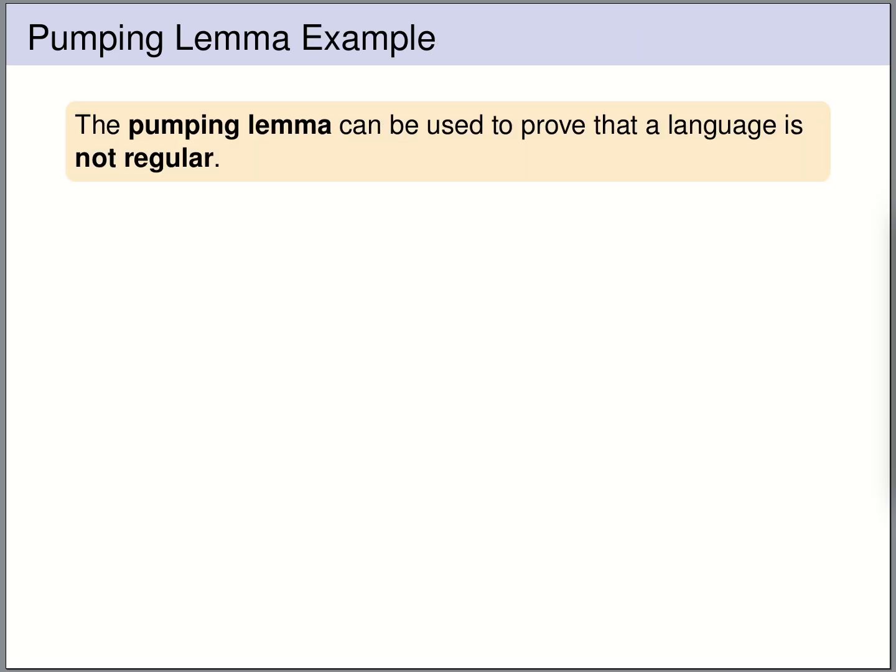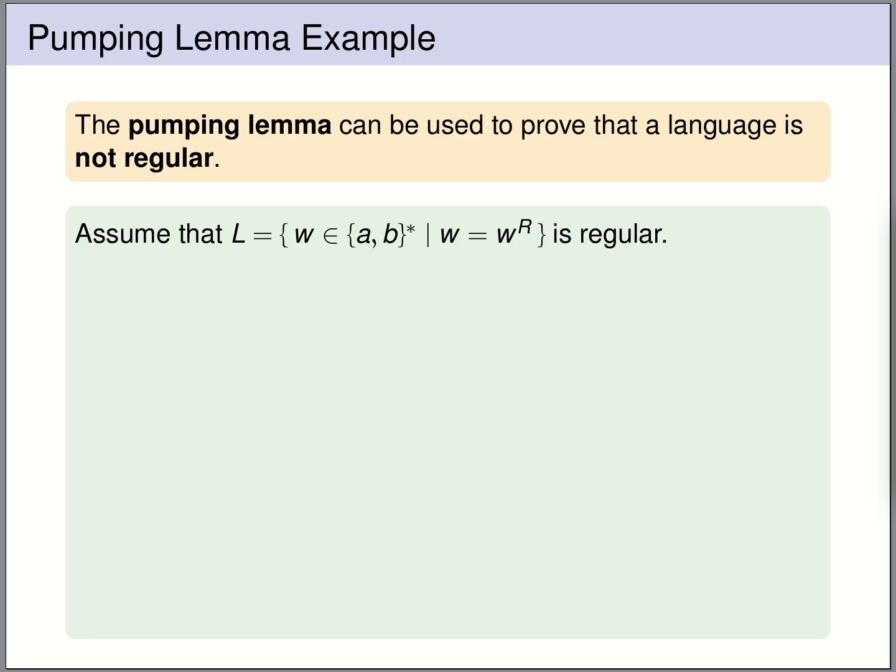Now let's do the exercise and let's show, using the pumping lemma, that the language of palindromes is not a regular language. So L now is the language of all words over {a, b} that are a palindrome. So this means that the word is equal to its own reverse. Now, assume that this language was regular.